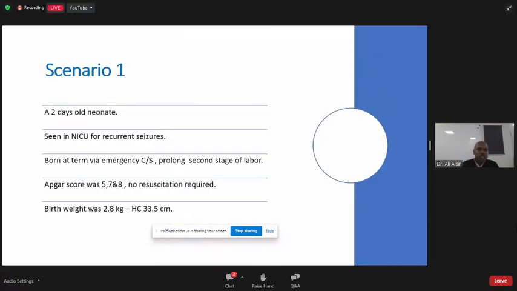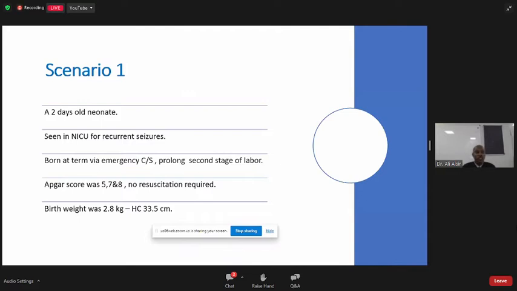To make the presentation more fruitful, we can start with practical clinical scenarios for neonatal encephalopathy. This is a 2-day-old neonate seen in the NICU for recurrent seizures. This neonate was born at term via emergency cesarean section due to a prolonged second stage of labor. And this is the usual scenario in our setting.